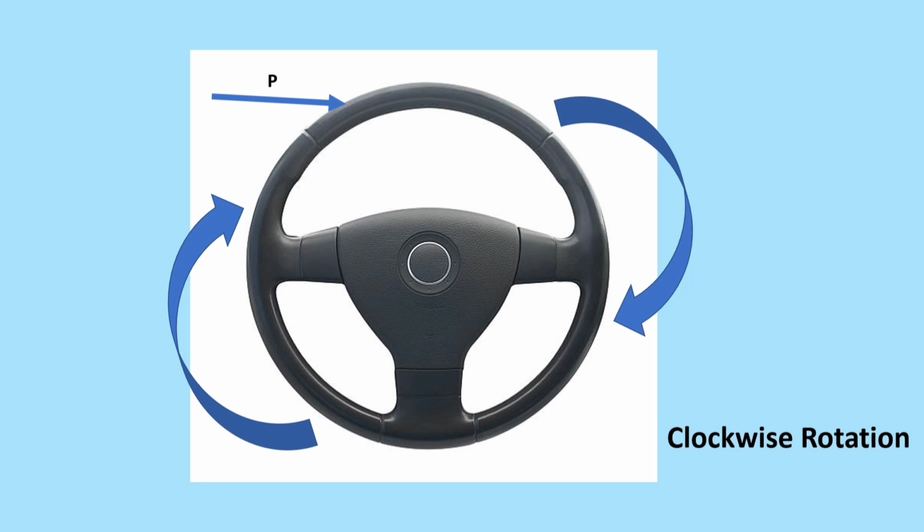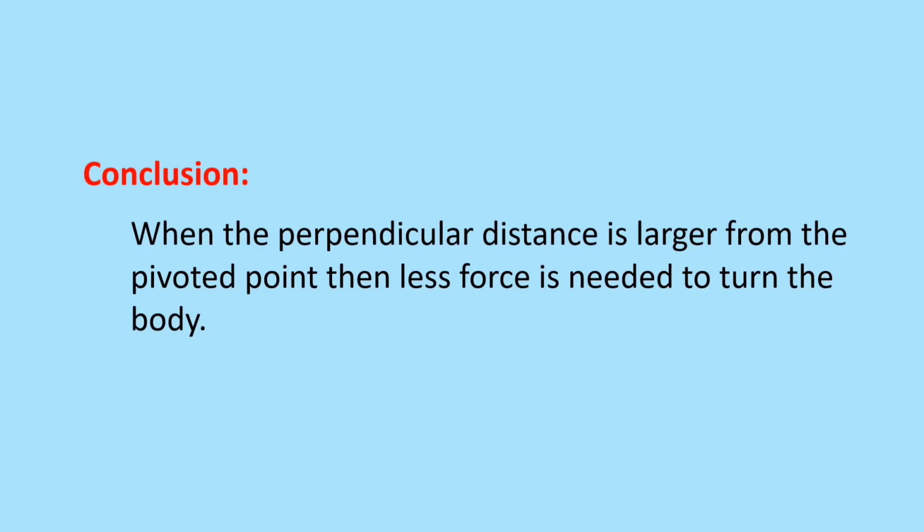Conclusion: from these examples, we can conclude that when the perpendicular distance from the pivoted point is larger, then less force is needed to turn the body.